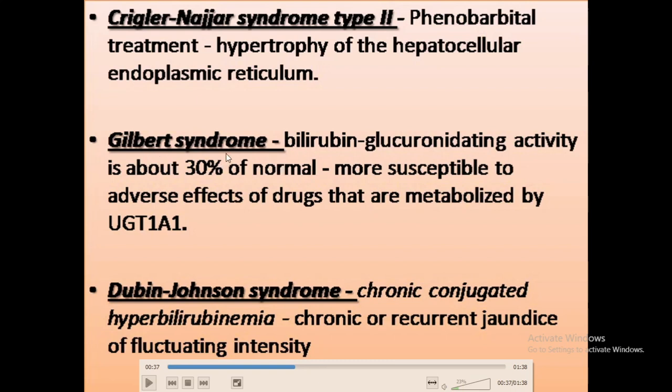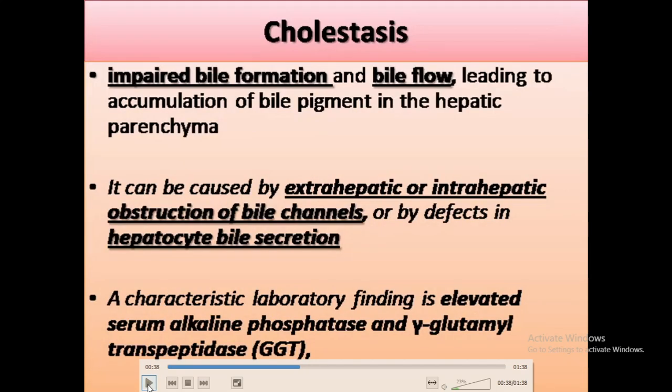In case of Gilbert syndrome, there is 30% of normal activity of UGT1A1, and patients are more susceptible to adverse effects of drugs that are metabolized by UGT1A1. In Dubin-Johnson syndrome, there is chronic conjugated hyperbilirubinemia and there is chronic or recurrent jaundice of fluctuating intensity. So these were a few of the pathological causes of hereditary hyperbilirubinemia.